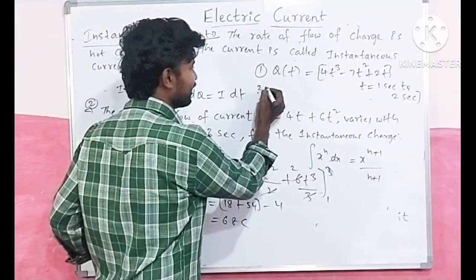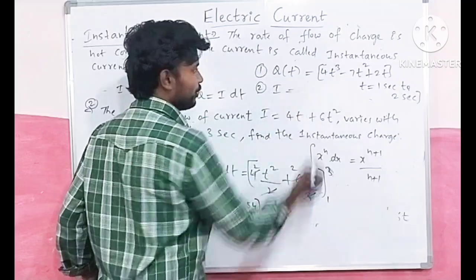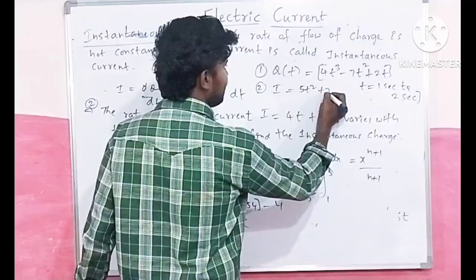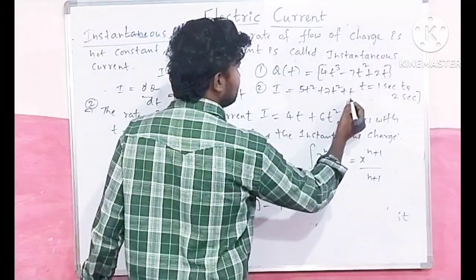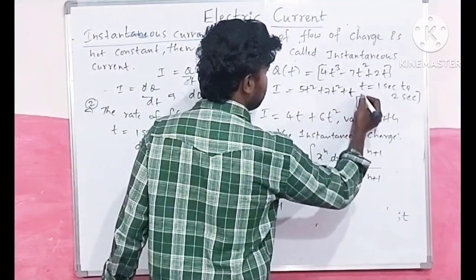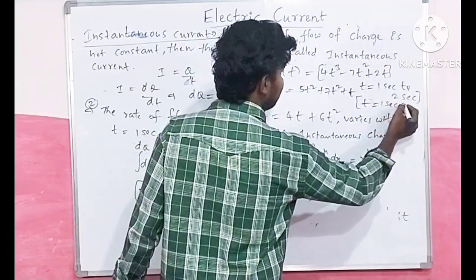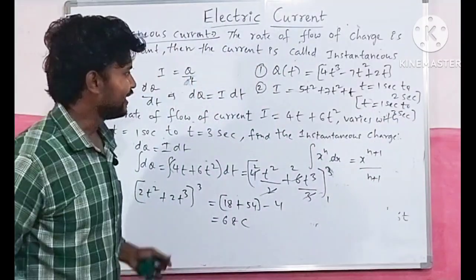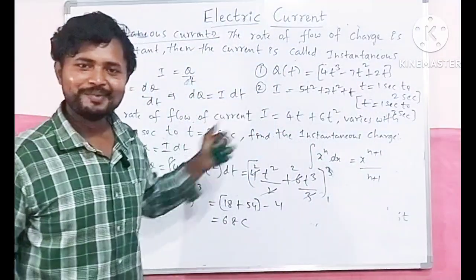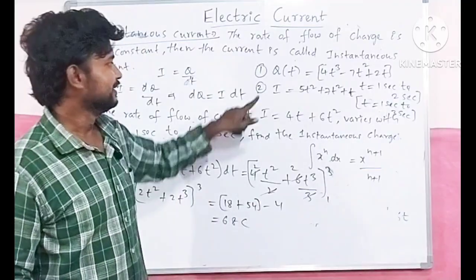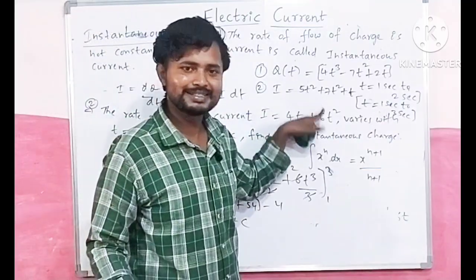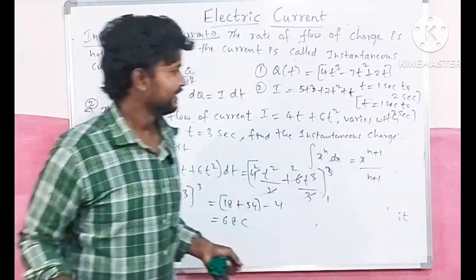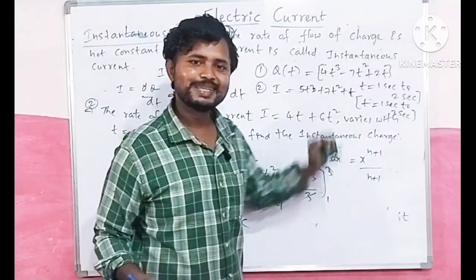Here I am also giving one numerical question. Now try it yourself and put the answer in the comment box. I equals 5t square plus 7t cube plus t, varying with time from t equal to 1 second to 3 seconds. Find the charge. Pause this video, write the question and the answer, and put it in the comment box. Okay, now the charge is 5t cube plus 7t square plus t, when time varies from 1 second to 3 seconds.